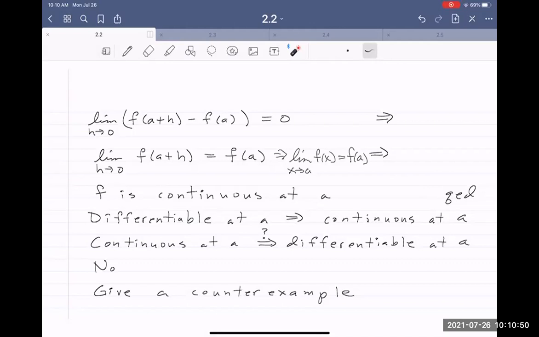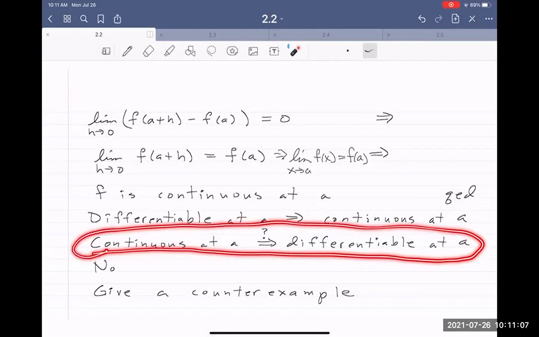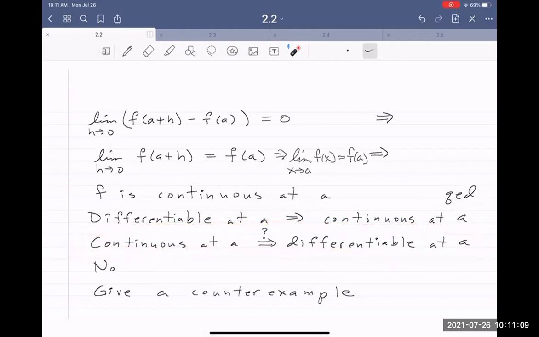So if f is differentiable at a, then it's continuous at a. So differentiability at a implies continuity at a. But the question is, is continuity the same as differentiability? Meaning, can I go in the other direction? If f is continuous at a, is it differentiable at a? And the answer is no.